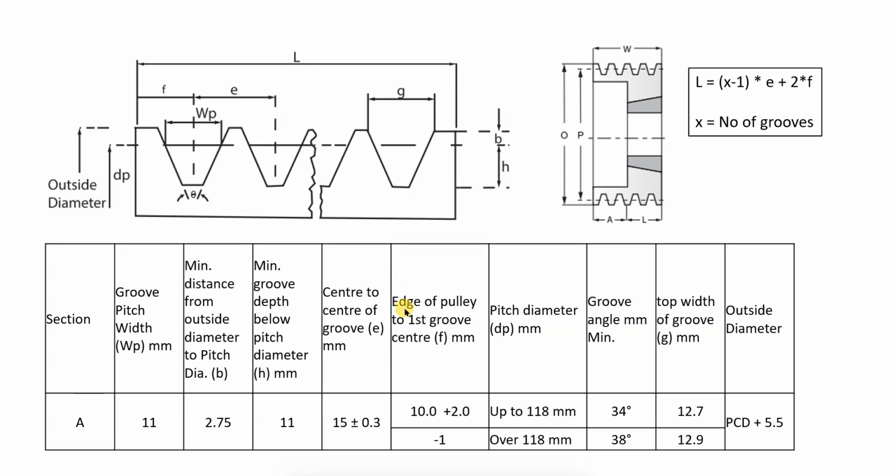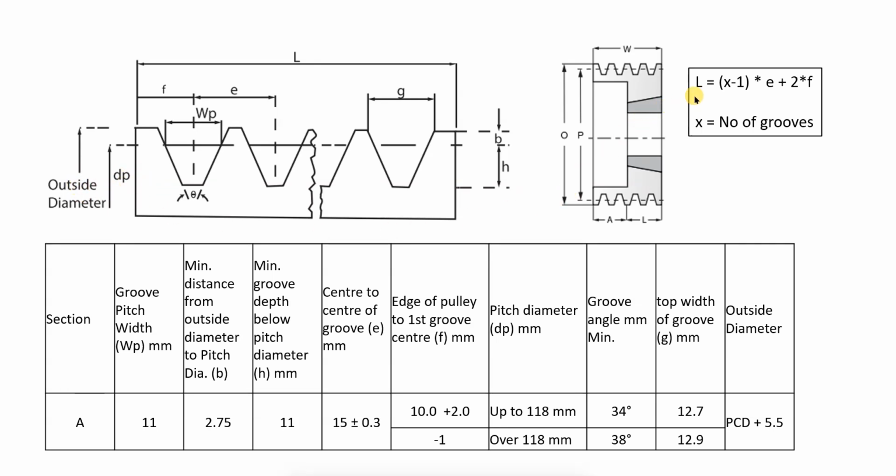Next is F. F is the edge of the pulley to the first groove. This is our edge and it is our first groove. So this is F. Next is the pitch circle diameter, which is indicated by DP. Next is the groove angle. This is the angle between grooves. Next is the top width of groove, which is indicated by G, and the outside diameter, which is PCD plus 5.5. Means this is pitch circle diameter plus 5.5, which is the outside diameter.